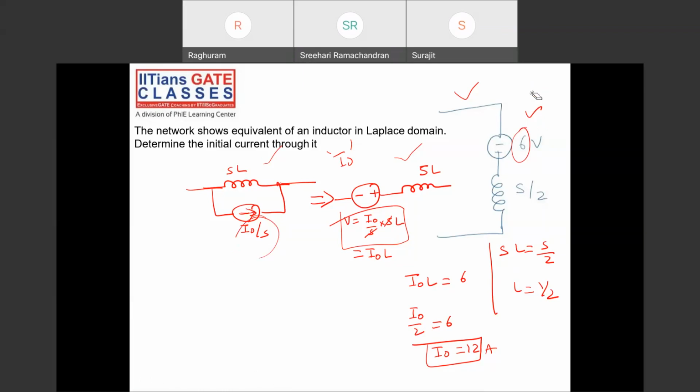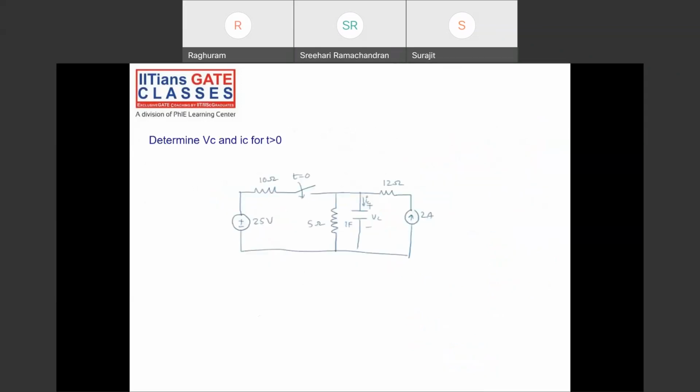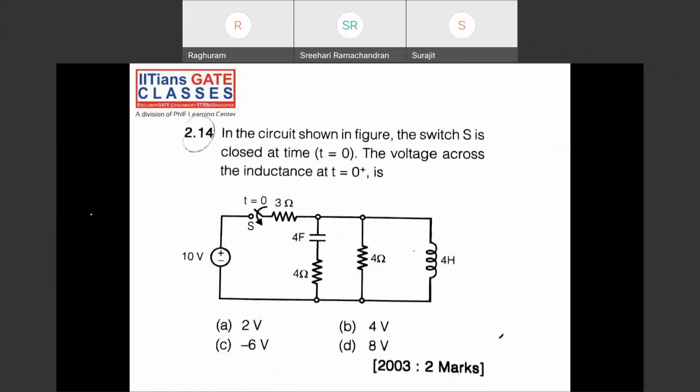Those things are important. That's why I have this here. If you can see, the S gets cancelled. That's why you're getting V as a constant value. The S term is getting cancelled. I just want to give you the concept of this. This is a second order circuit. Oh, sorry, I'm sorry. This is a first order circuit. We are talking about the second order circuit. Sorry.